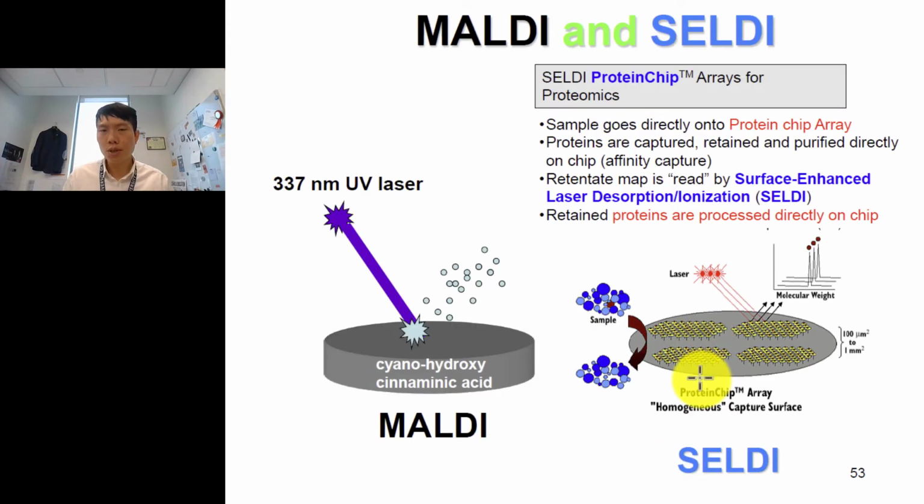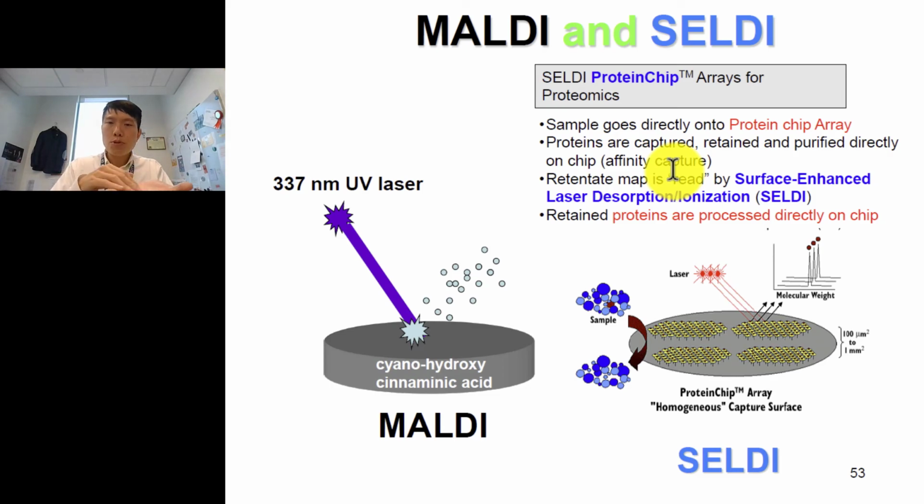Here I'd like to introduce to you something called the SELDI, Surface Enhanced Laser Desorption Ionization. So this is trademarked as a protein chip, especially for protein analysis, used for proteomics. Sample goes directly to this protein chip array, okay? And then this protein is captured, retained, and purified directly on the chip. So not just analyzed, but you retain it there, purify from there. So instead of just using this plate as a platform to put your sample for analysis, here we continue to work on it.